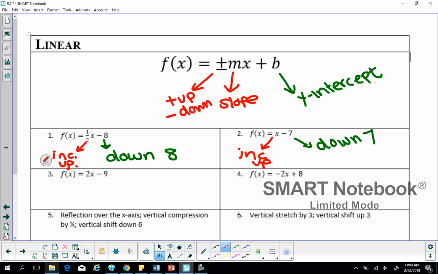I shouldn't see any phones out. What is income? Increase. Increase, yeah.